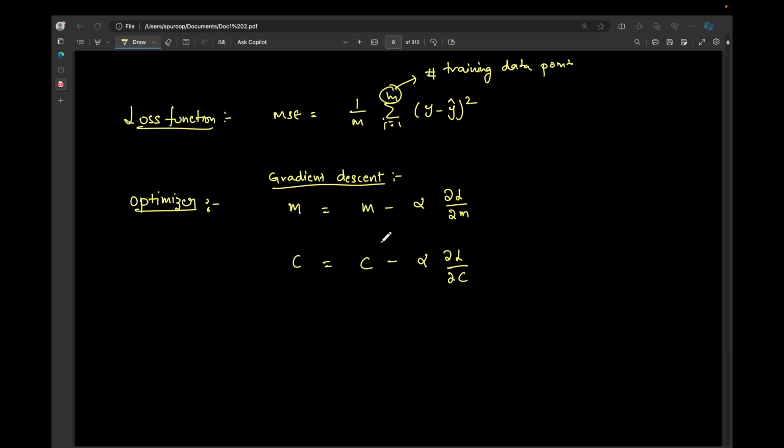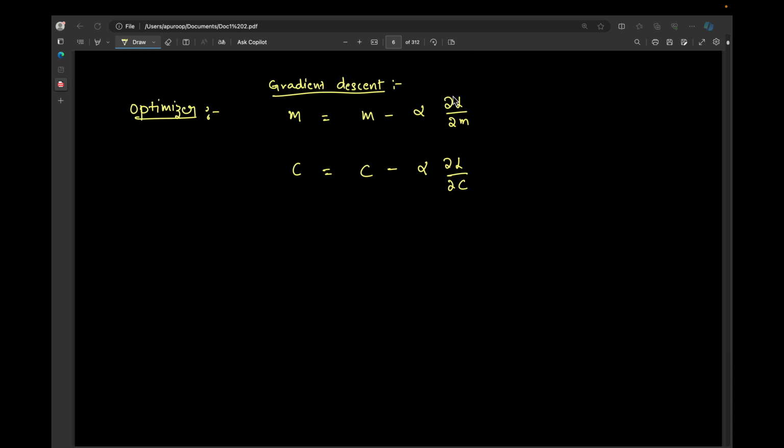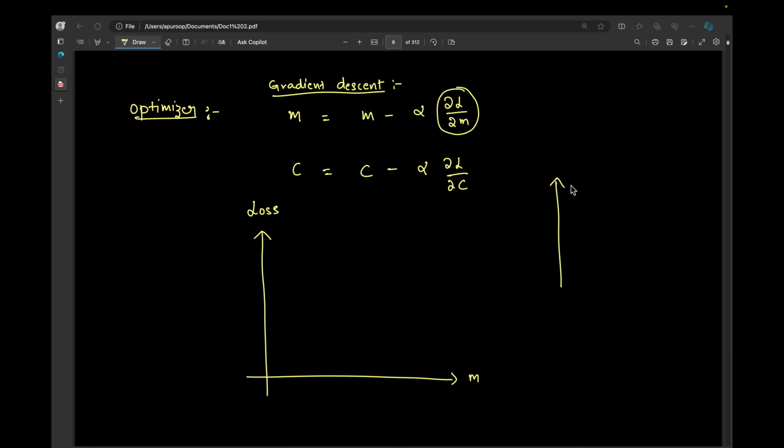Now let's try to understand what this particular thing is signifying. So if we try to draw a graph between loss and theta value or m value. What is m? m is our parameter value. So if we try to draw a graph between m and loss, before that, if we try to draw a graph of x square, if x is this and x square is this, what will our graph look like? Our graph will look like a parabola like this, right?